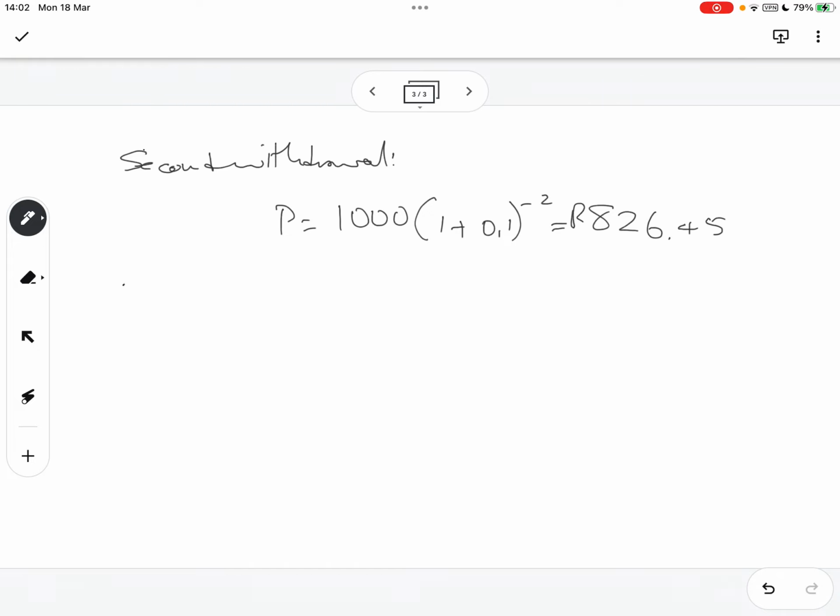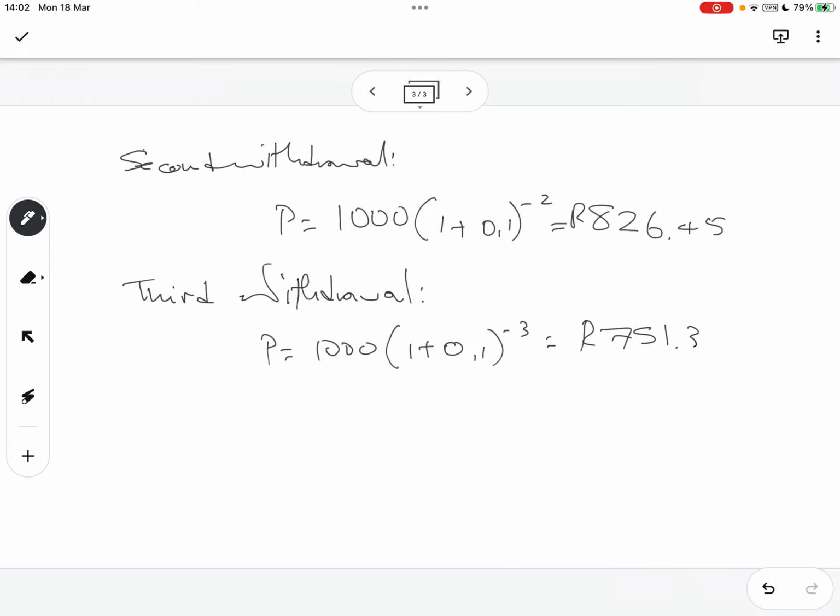826.45 rands. And for the third withdrawal, P is 1,000 times (1 plus 0.1) to the power negative 3, and that is 751.31. So we must note something: for each year's withdrawal, the deposit required gets smaller and smaller, because it will be in the bank for longer and therefore gain more interest.